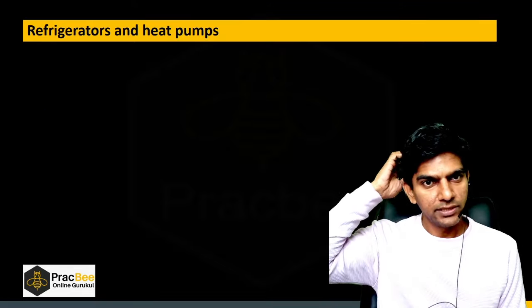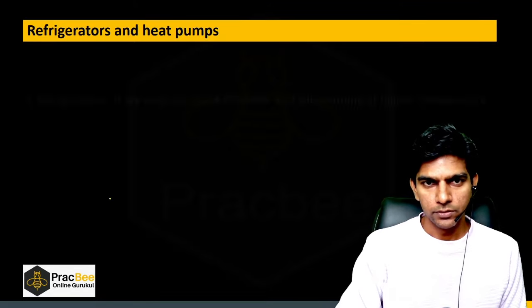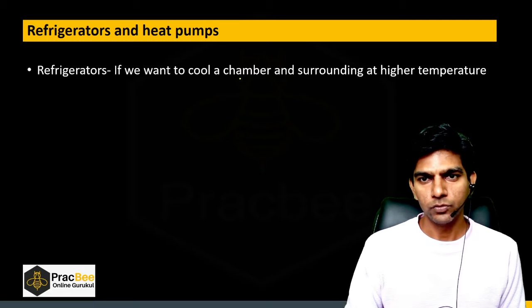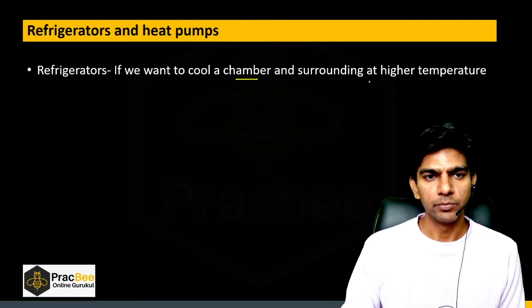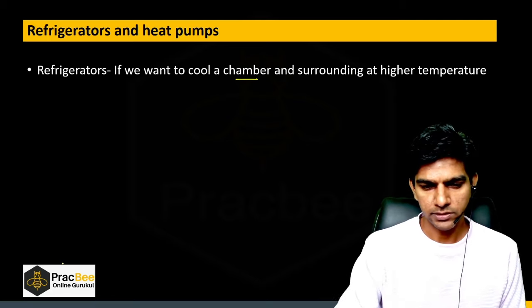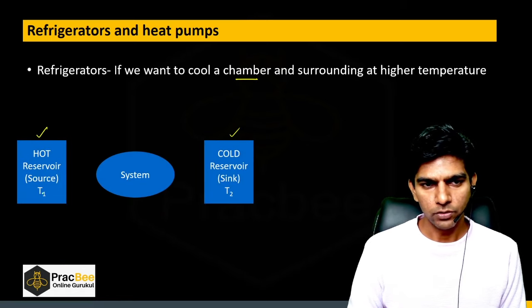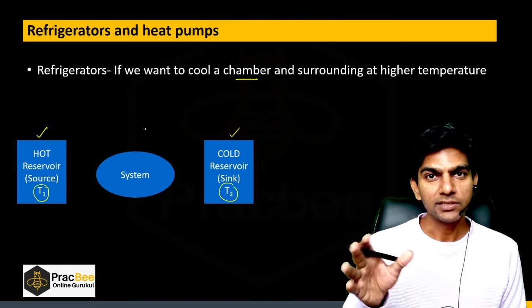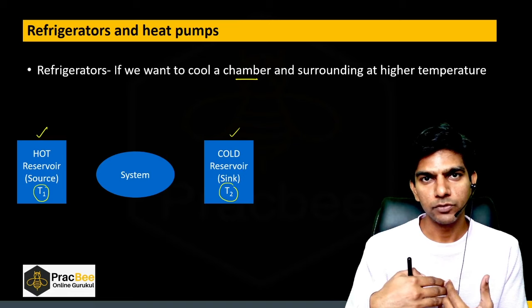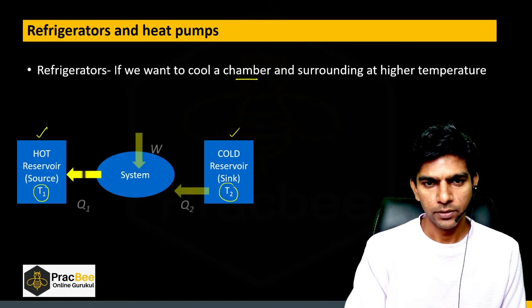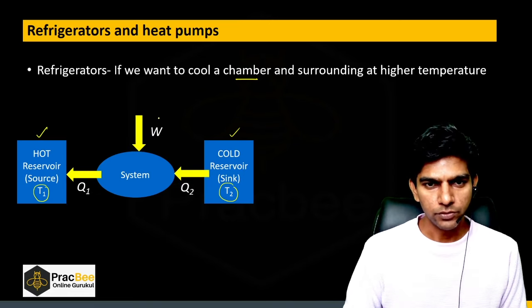Okay, right. So now let us see refrigerators and heat pumps. In a refrigerator, if you want to cool a chamber and the surrounding is at a high temperature, we'll call it a refrigerator. So let us see. Again, we have a hot reservoir and a cold reservoir. The hot reservoir is at temperature T1, the cold reservoir is at temperature T2. Now in this case, we are taking heat from a cold reservoir and pumping heat to a hot reservoir. And in doing that, we have to do some work.